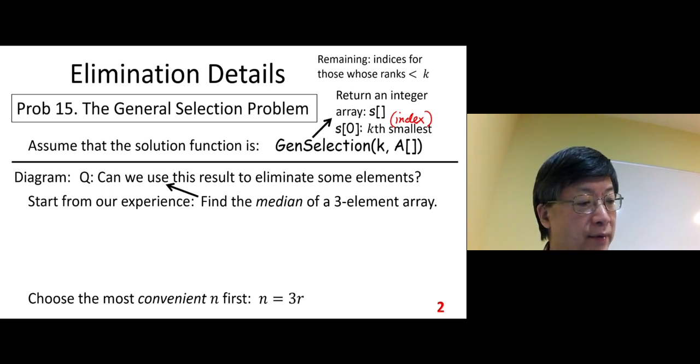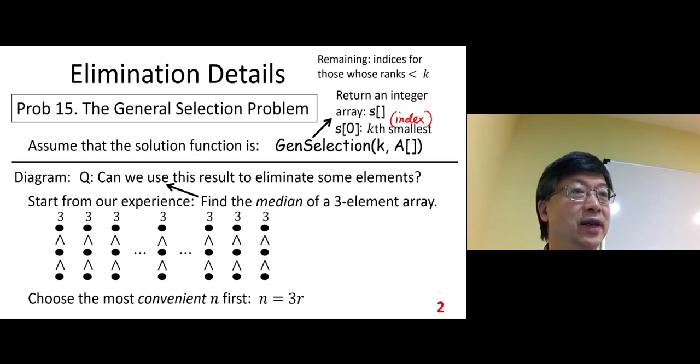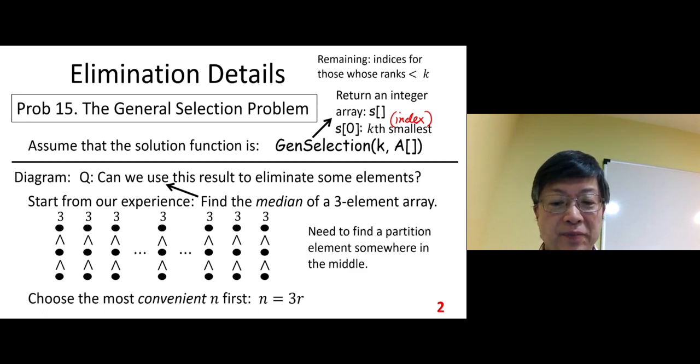Now the diagram. I arrange all the array elements into a 3 by r grid: 3 rows, r columns. Why do I arrange that? Keep in mind, what is our goal? Finding the partition element. This arrangement can help us get there.